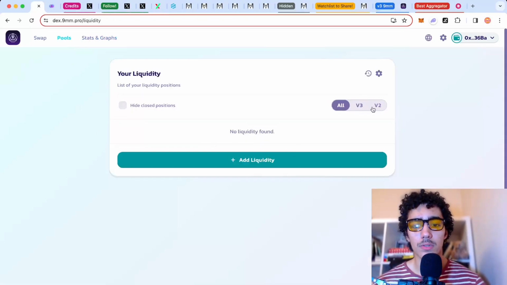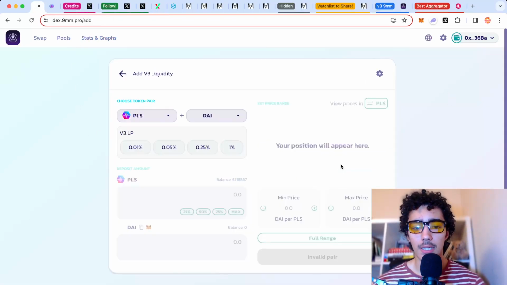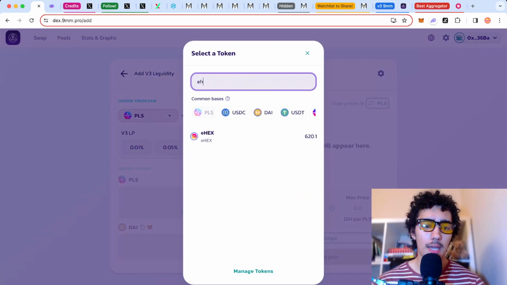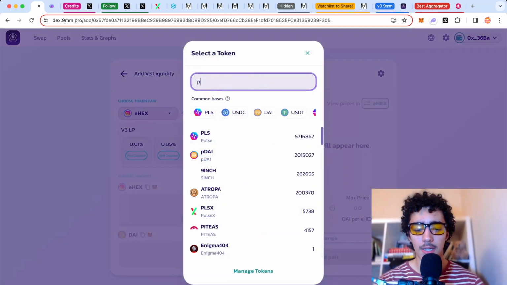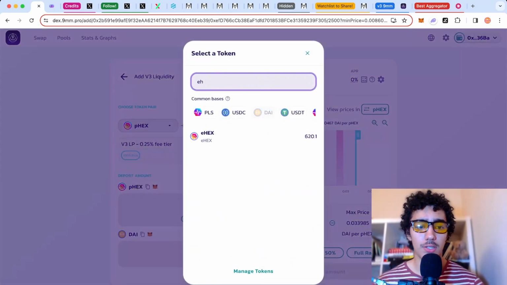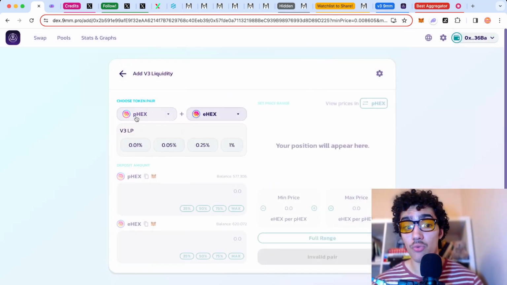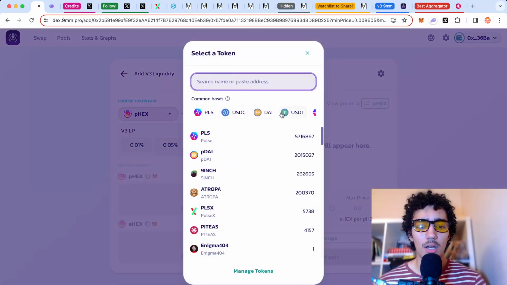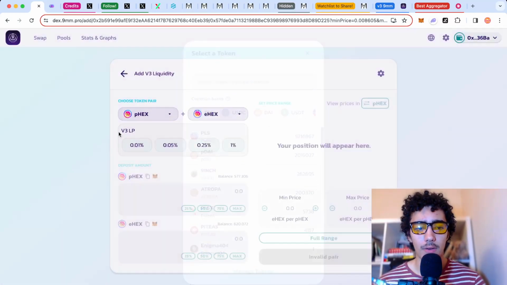You go to pools. You go to version 3. Easy peasy. You go HEX, or I guess PX. Let's start with PX. The good thing about 9mm is you can just type E and PHEX, even though it's not really called PHEX, but we love 9mm for that. This is great stuff.